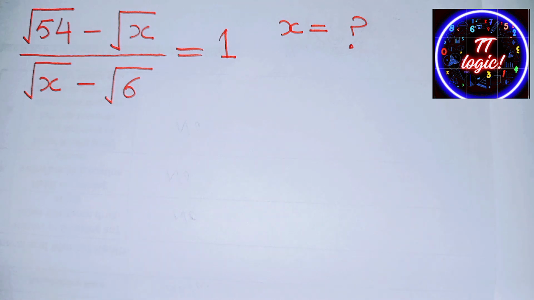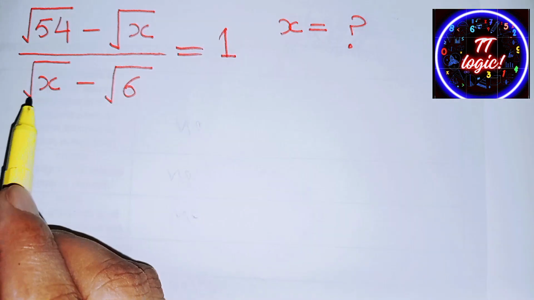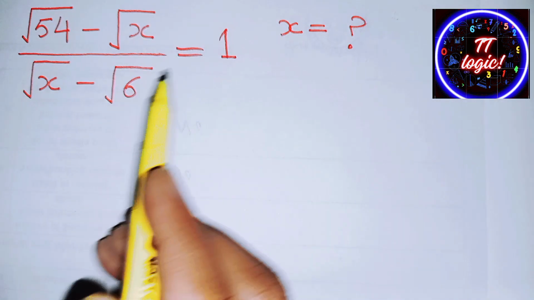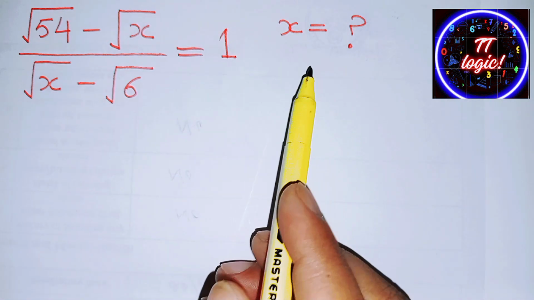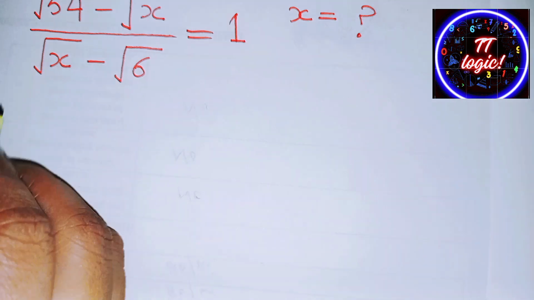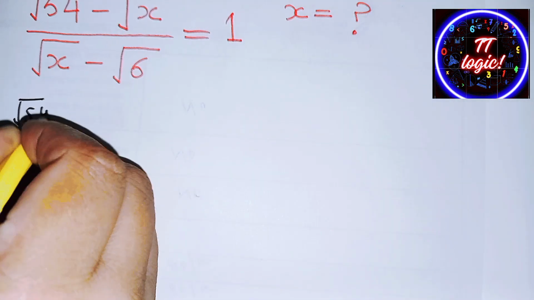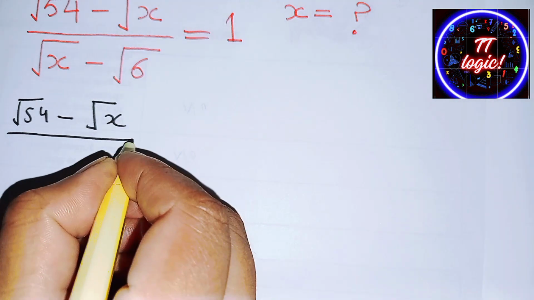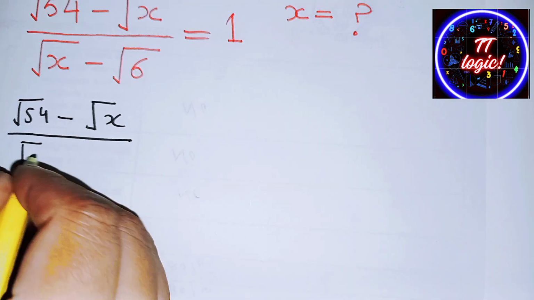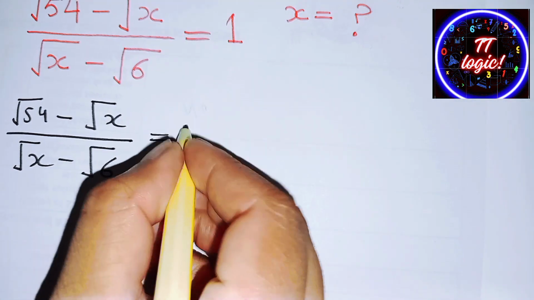In this video we are going to solve a nice algebraic problem: the square root of 54 minus the square root of x, over the square root of x minus the square root of 6, is equal to 1. We have to find the value of x. First of all, we can write it like this: (√54 − √x) / (√x − √6) = 1.